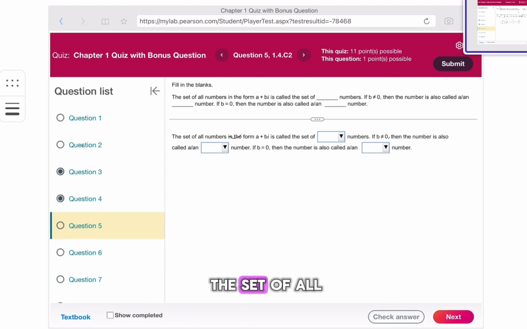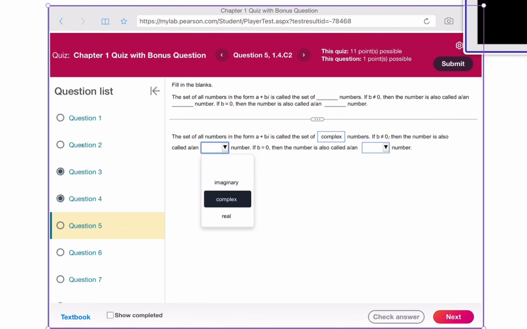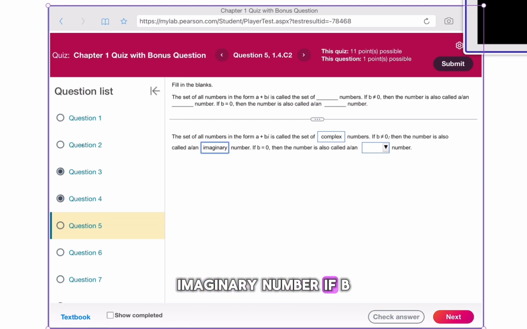Then here it says the set of all numbers in the form a plus bi is called the set of complex numbers. Then if b does not equal 0, and you see b is connected with the i, it is also called an imaginary number. If b equals 0, then the number is also called a real number.